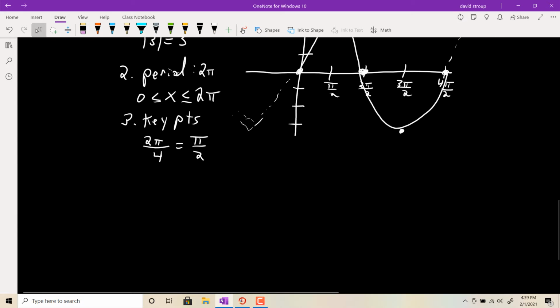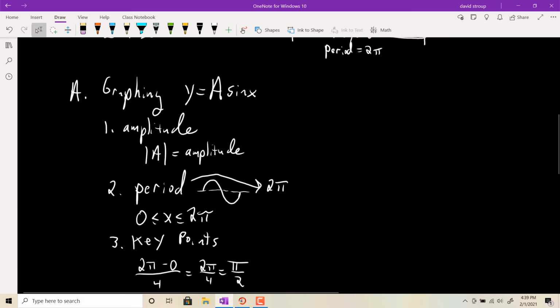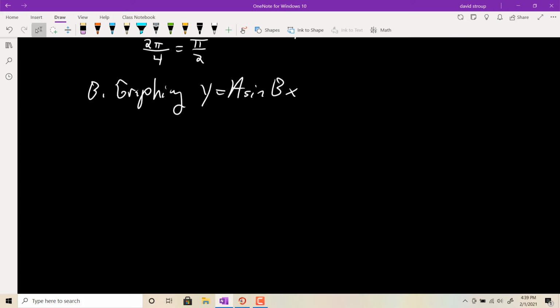The next type is where we have a changed period. So the big change will be the period. So the variation y equals a sine of bx. Okay. So first, again, get the amplitude. I'll just write amp, and that's the absolute value of a, just like before.